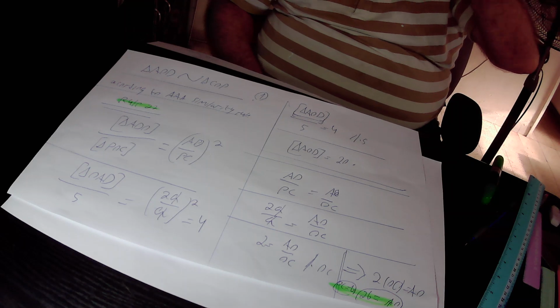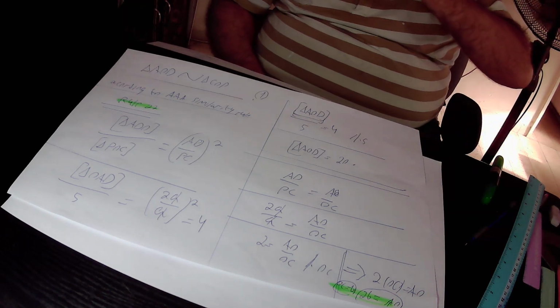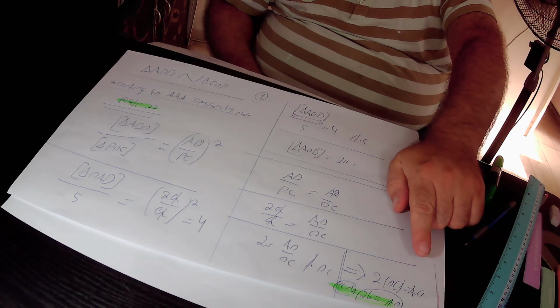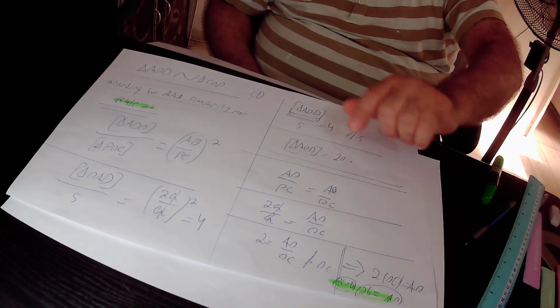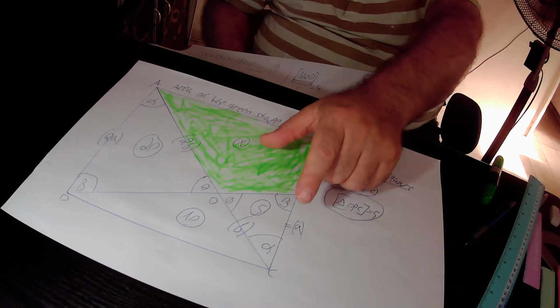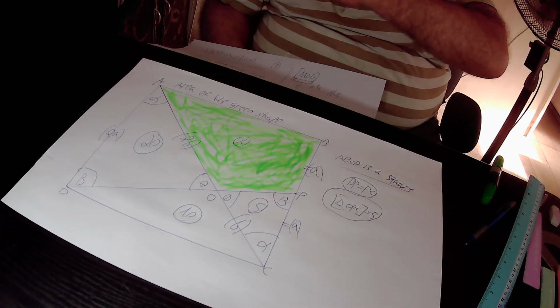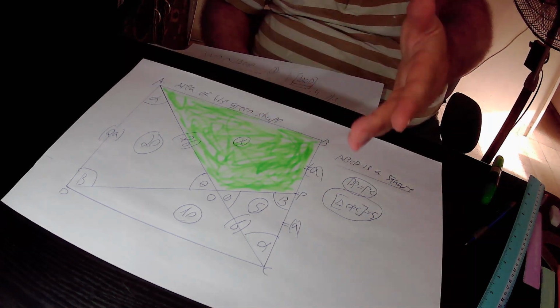We define the length of side OC as B, and we substitute OC here by B, and find that OA equals 2B. So if the length of side OC is B, then the length of side OA is 2B. That is to say, OA is twice as long as OC.